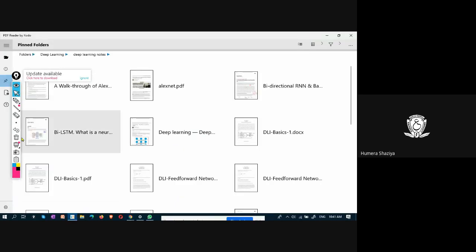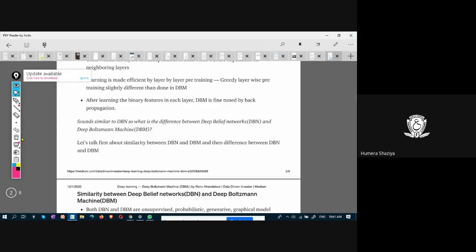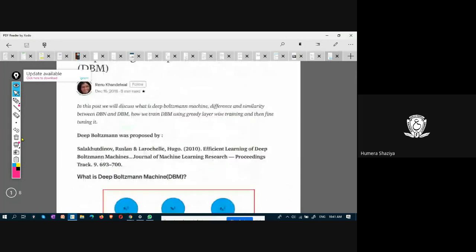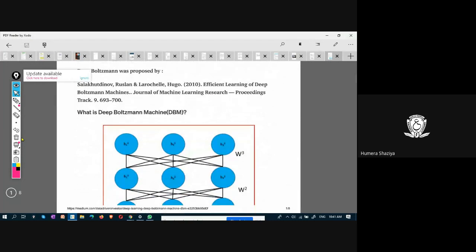Next topic is deep Boltzmann machine. We studied restricted Boltzmann machine. Restricted Boltzmann machine is the one.